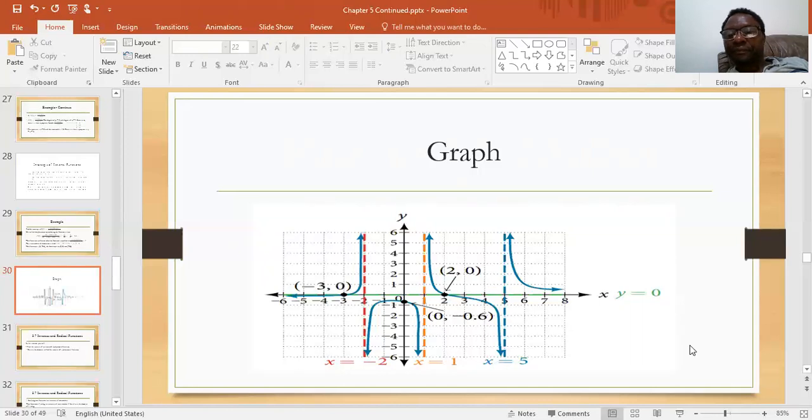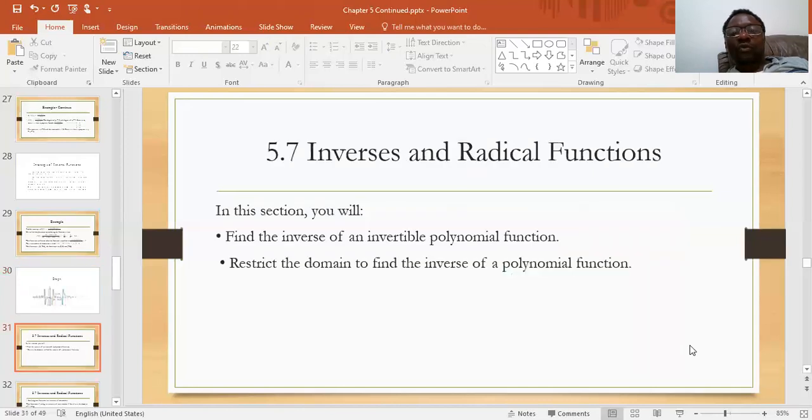5.7, inverse and radical functions. We learn how to find the inverse of an invertible polynomial and how to restrict the domain of the polynomial in order to define the inverse function.